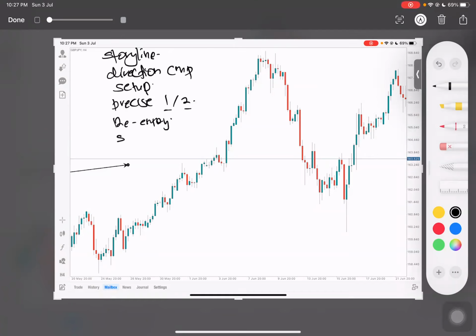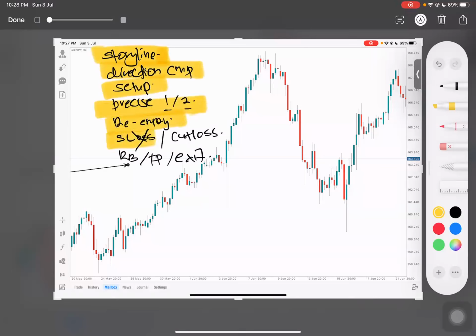Did you use stop loss or not? No, good. Don't use stop loss. It's going to take a stop loss and go so far. Better to use cut loss. So what else? Yeah, roadblock, TP, SG, I already covered. Let me highlight the first: storyline, direction, CMP, setup, precise. Stop loss, cut loss. No, stop loss, don't want.